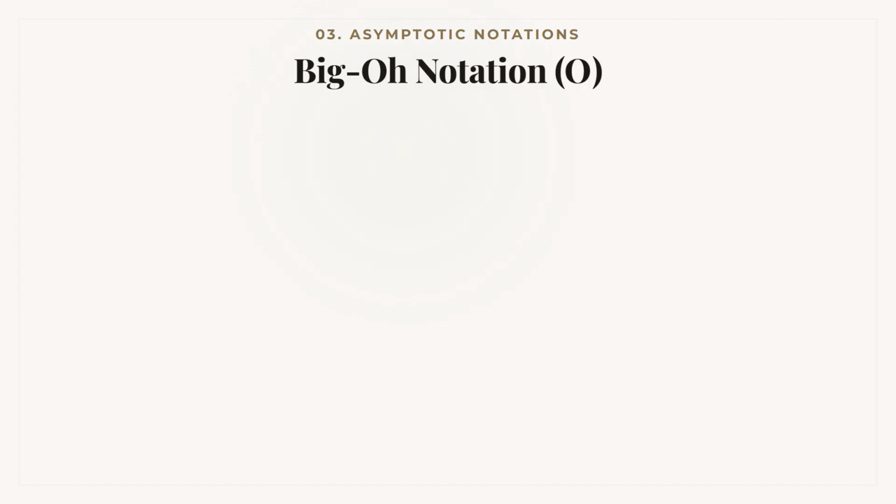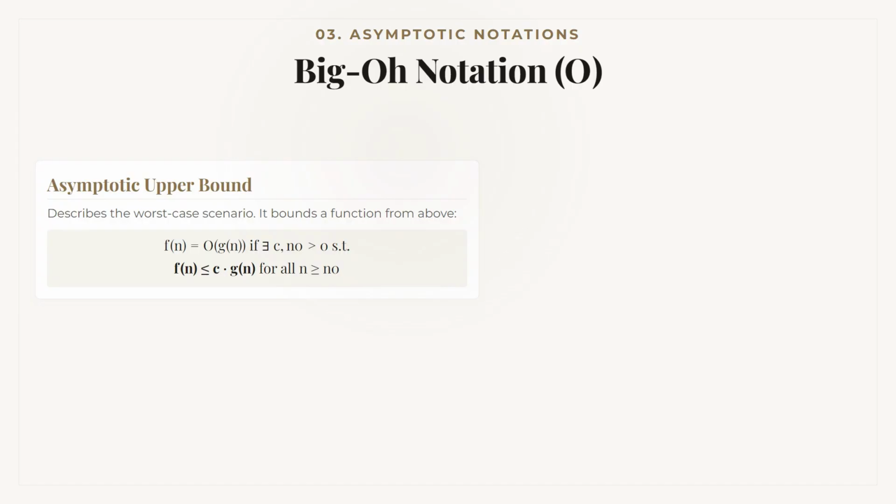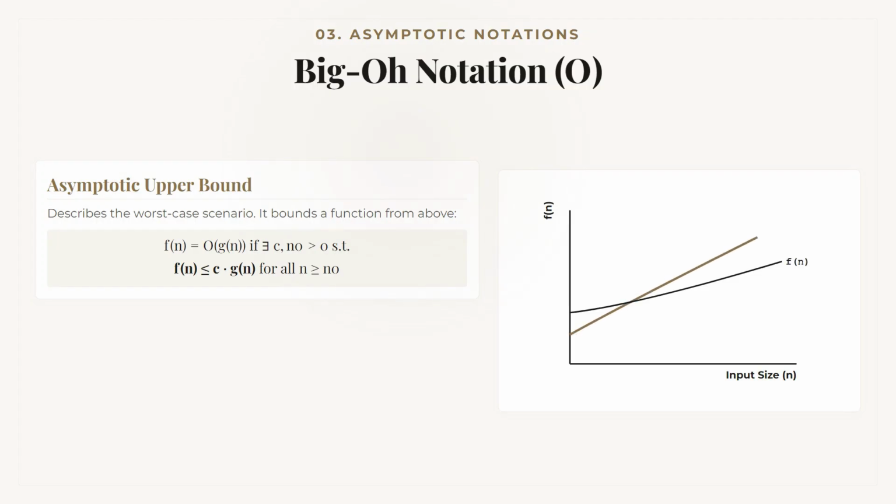When we say that a function f of n is O of g of n, we mean that beyond a certain point, f of n never grows faster than a constant multiple of g of n. Big O is commonly used to describe the worst-case performance of algorithms.